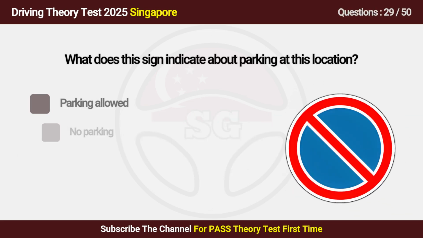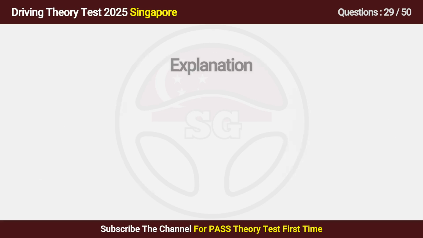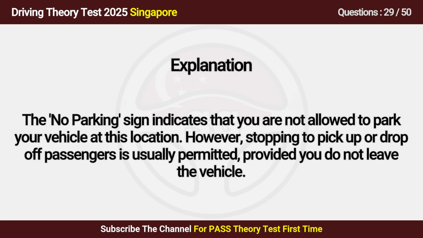Question 29. What does this sign indicate about parking at this location? A. Parking allowed. B. No parking. C. Loading zone. D. Restricted parking hours. Answer is B. No parking. The no parking sign indicates that you are not allowed to park your vehicle at this location. However, stopping to pick up or drop off passengers is usually permitted, provided you do not leave the vehicle.